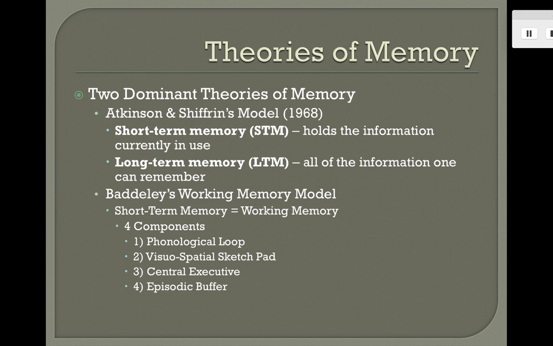Now, Alan Baddeley discussed the working memory model in 4 components. The 4 components that Alan Baddeley proposed were number 1, the phonological loop, number 2, the visuospatial sketchpad, number 3, the central executive, and number 4, the episodic buffer. We are going to visit all 4 of these components of the working memory model, and we're also going to talk for a little bit about the theory proposed to us by Atkinson and Shiffrin, the multi-store model of memory. We're going to visit this in just a couple of moments.